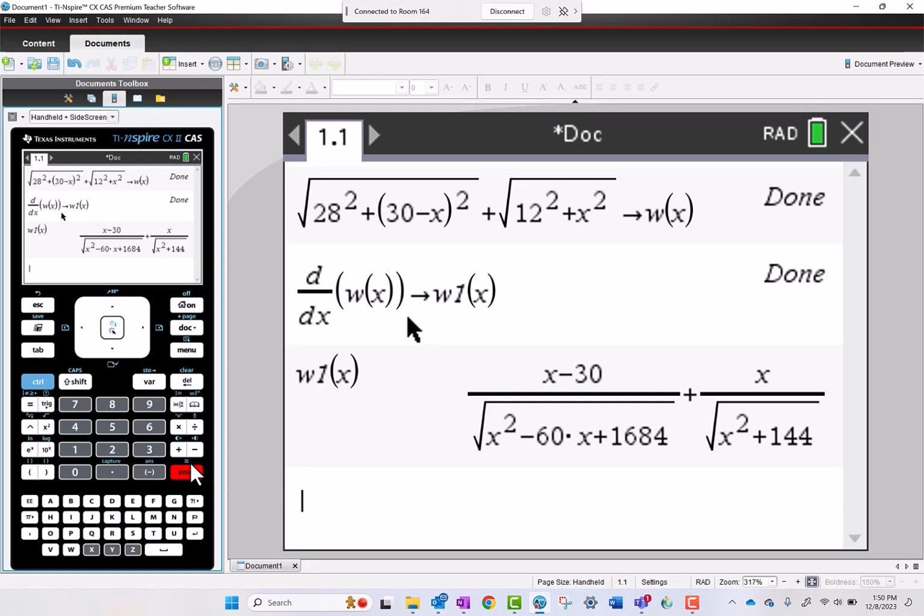So we've got our function in there, we've got our derivative. What do we want to do? We want to do what with the derivative? We want to set it equal to 0, right?